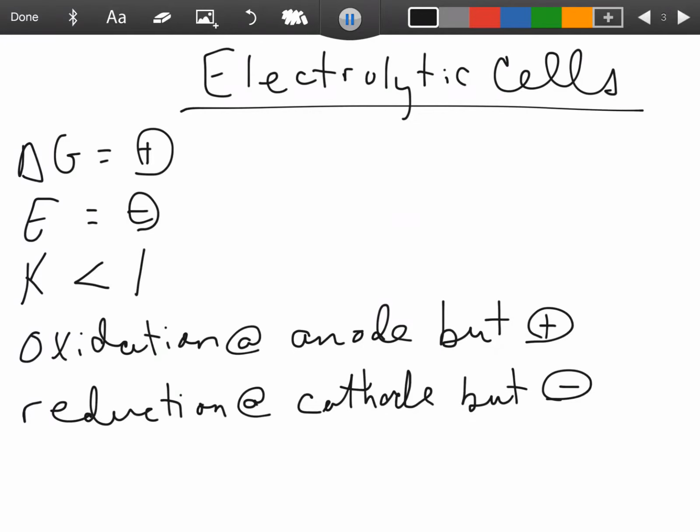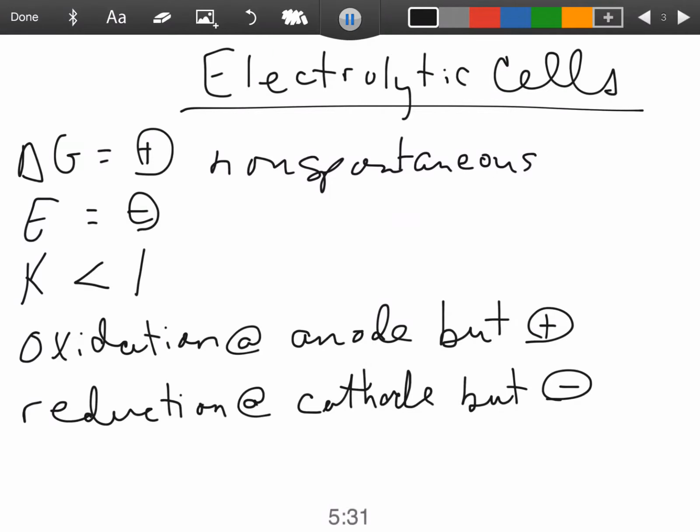Alright, we've talked about galvanic and voltaic cells, and now I want to talk about an electrolytic cell. An electrolytic cell is just the opposite of a voltaic or a galvanic cell, in that the delta G for an electrolytic cell will be positive, meaning that it will be non-spontaneous. And if delta G is equal to a positive value, then because delta G equals minus nFE, the potential E will be a negative value, also non-spontaneous.